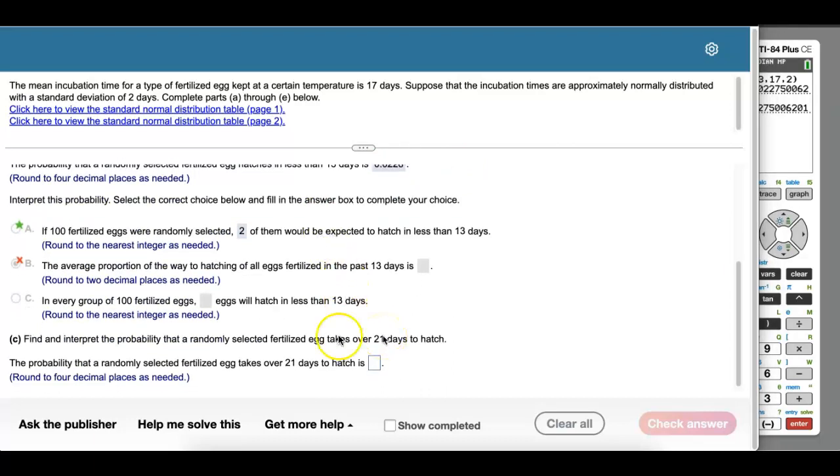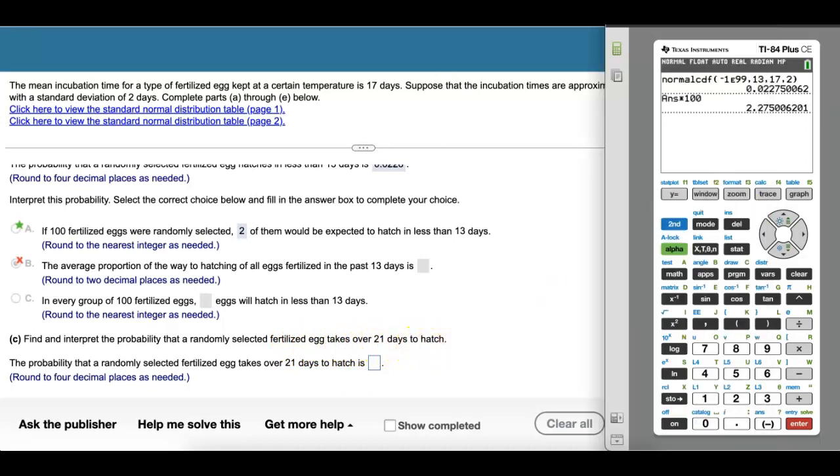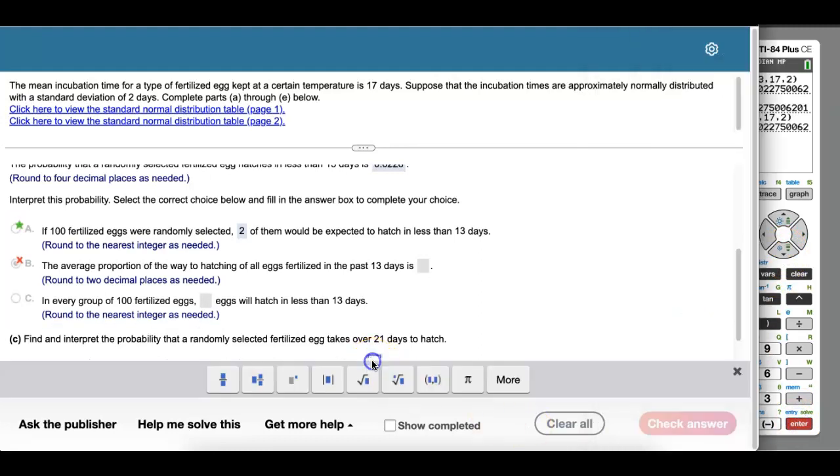So we're going to do something similar for part C, then find and interpret the probability that a randomly selected fertilized egg takes over 21 days to hatch. So I come back to my calculator, normal CDF. This time the lower bound is 21, and the upper bound, let's set it the highest, 1E99. Mean and standard deviation are the same. And I get this value. So let me type that in.